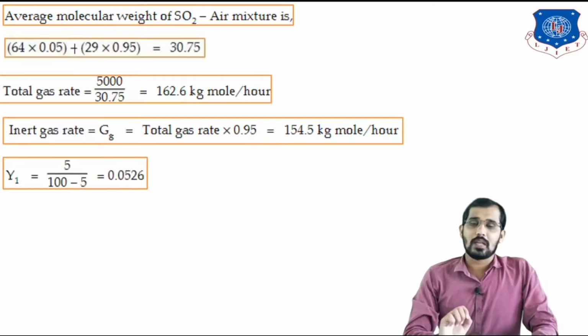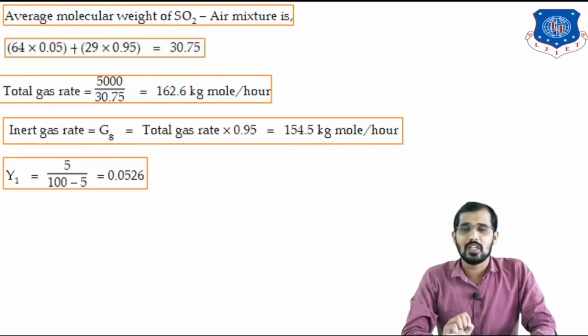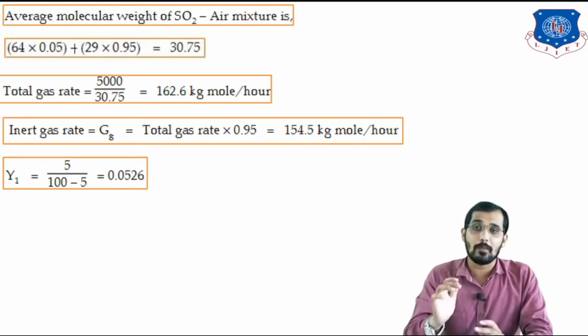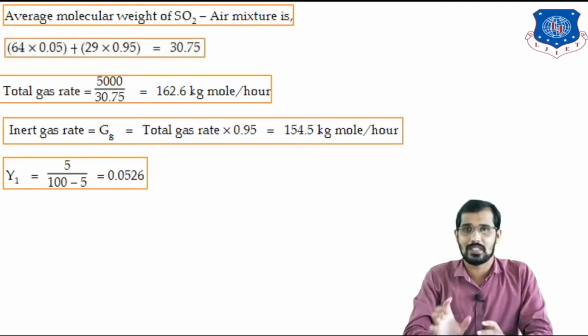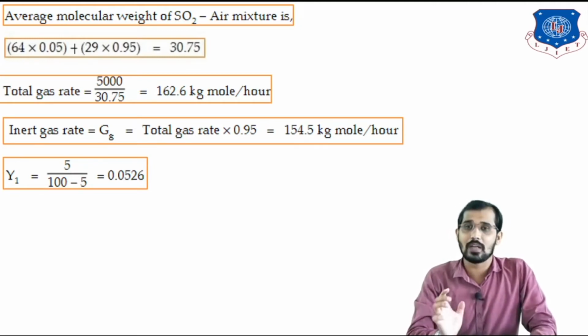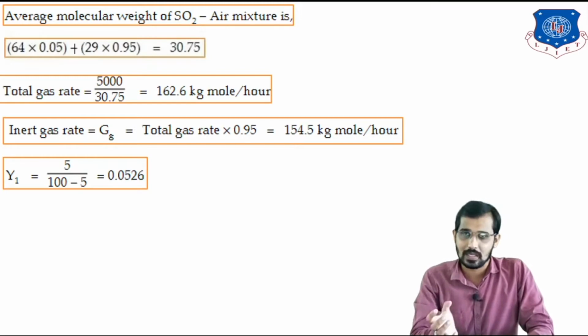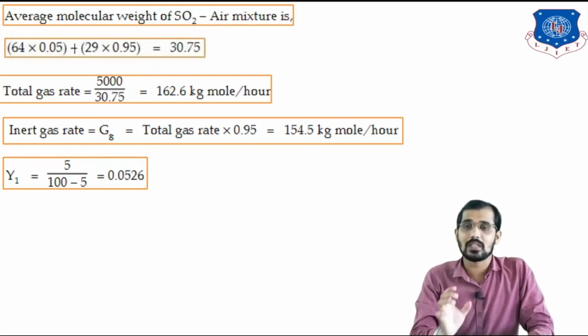After that, now we will calculate Y1. Y1 is nothing but moles of the solute in the gaseous phase or vapor phase on a solute free basis. Solute free basis means whatever we are taking in the denominator, that is nothing but 100 minus 5. What is 5? That is the solute contained in that stream, and we are calculating Y1, Y2, X1, X2, all these values on the solute free basis. Means we are not going to consider that solute in the denominator. That is nothing but solute free basis.